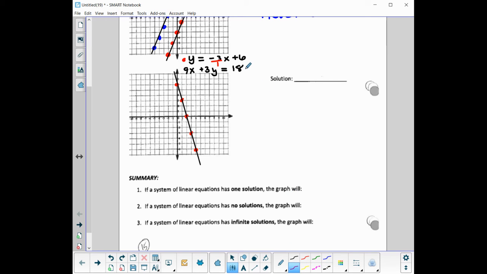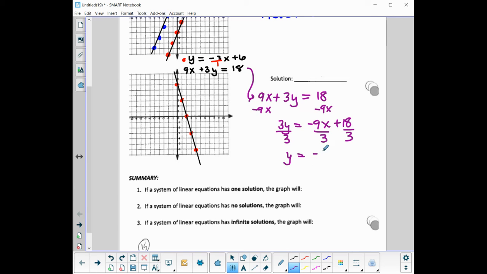The second equation, though, is not in slope-intercept form. So remember what we have to do with equations that are not in slope-intercept form. When it's written in standard form, we need to rewrite it in slope-intercept form. So to do that, I first get rid of the x by subtracting 9x from both sides. And so I'm going to get 3y equals -9x plus 18. And I'm going to divide the entire equation by 3 to get y by itself. And -9 divided by 3 is -3x. 18 divided by 3 is 6. So if you notice, it's actually the same exact line as the other one.